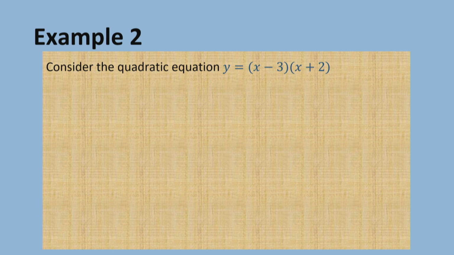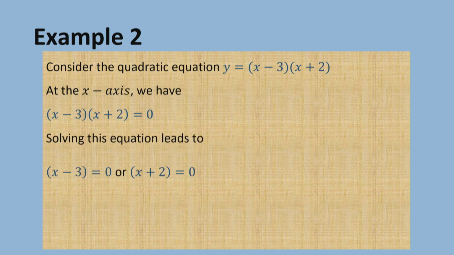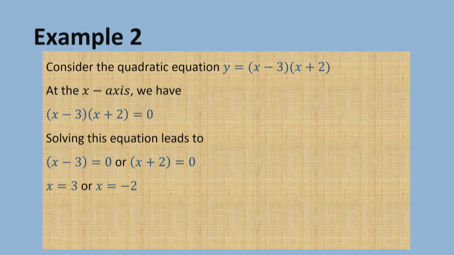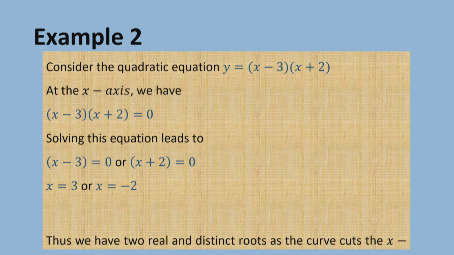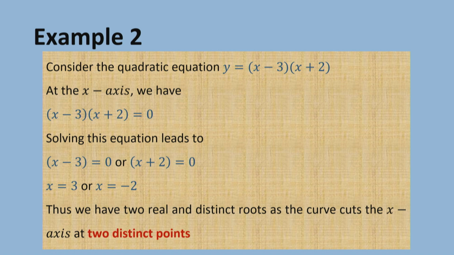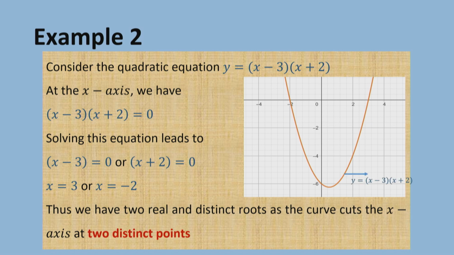Now let's take a second example. If we consider this equation, y equal to x minus 3 times x plus 2. Now, at the x-axis, we have y equal to 0. So if we replace y by 0, we are going to get x minus 3, x plus 2 equal to 0. You know how to solve that. So we shall get x minus 3 equal to 0 or x plus 2 equal to 0. So that will be x equal to 3 or x equal to minus 2. Now, are these two roots equal? No, because we have 3 and negative 2. So we have two real and distinct roots. That is, the curve will cut the x-axis at two distinct points. That's the curve. It will cut at 2 points.